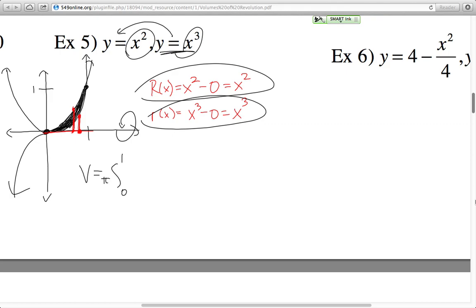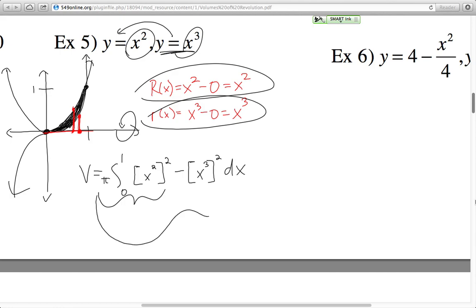All right, so it's going to be outer radius squared minus... so x squared, squared, minus x cubed, squared. Now, let me say what some of you are going to try to do. Some of you are going to say, why can't we just go x squared minus x cubed and square the whole thing? That is so different. You got to square each, because you're finding the volume of this disk and then subtracting the volume of that disk.